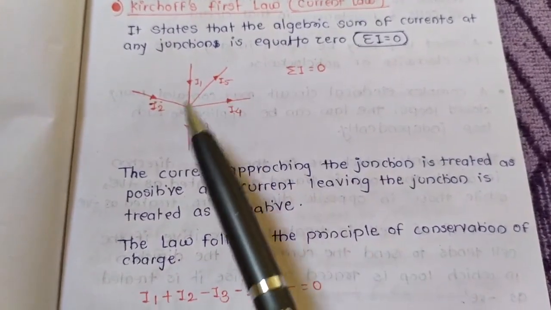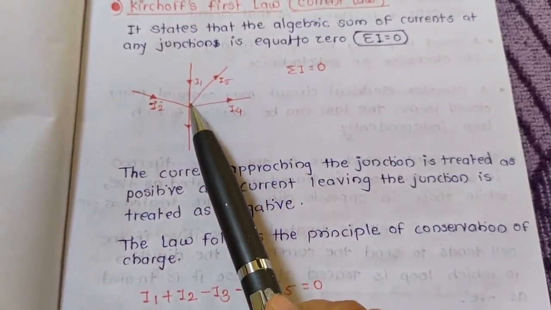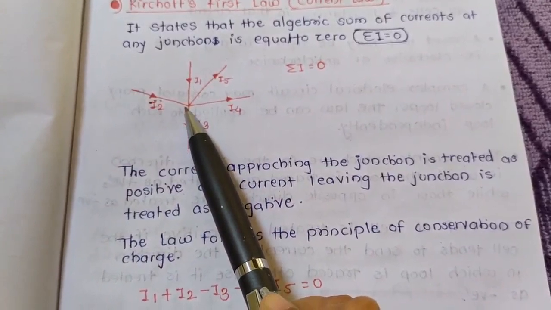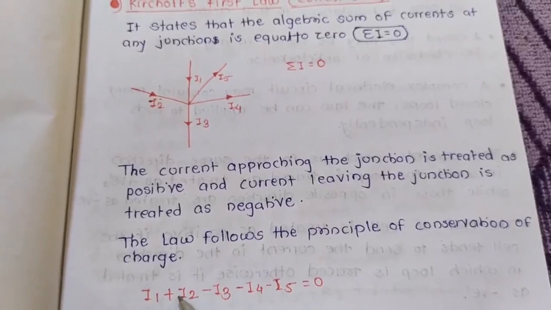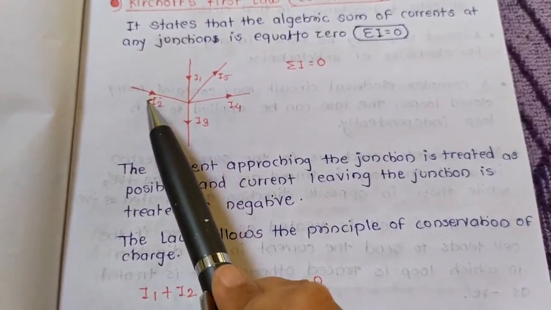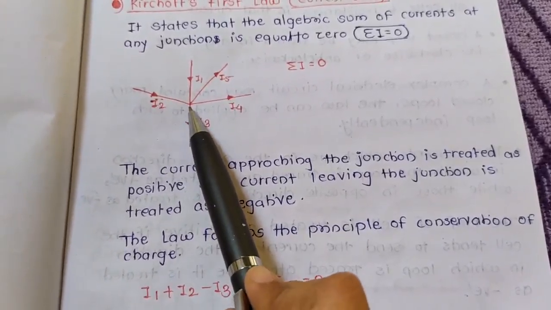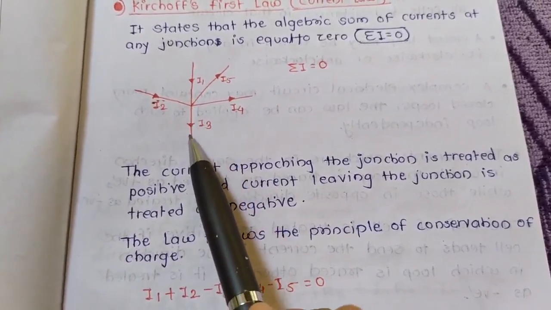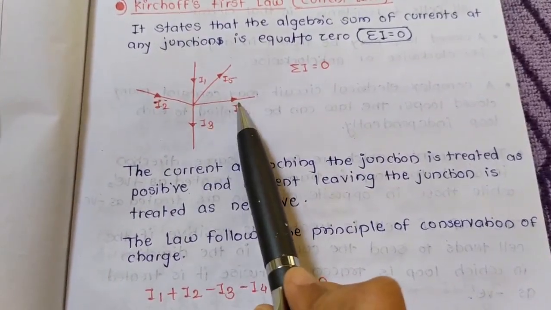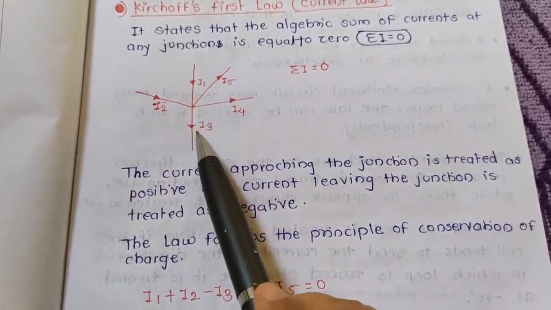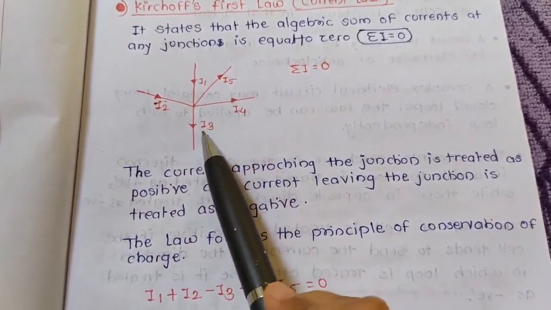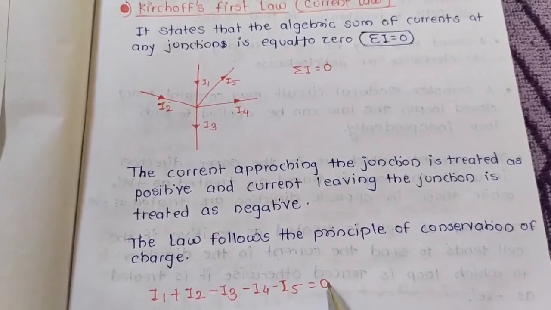Now, see. Current towards the junction, positive: I1 plus I2. Where is I2? Current towards the junction. I3 is away from the junction, I4 is away from the junction and I5 is also away from the junction. Then these currents have negative sign. The sum is equal to 0.